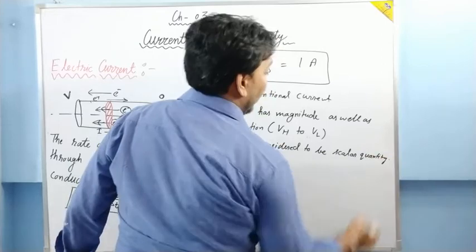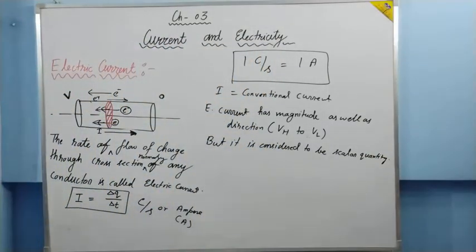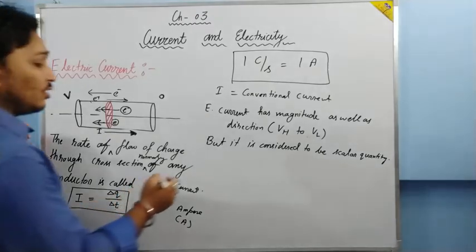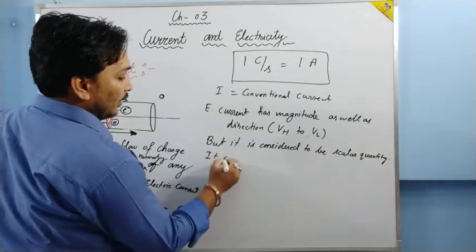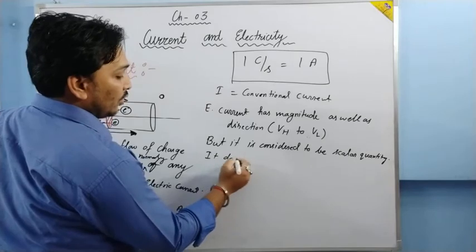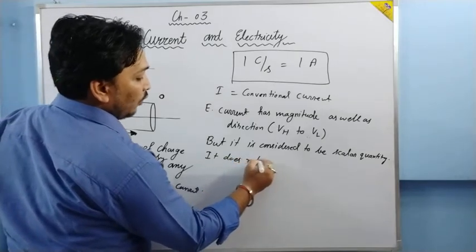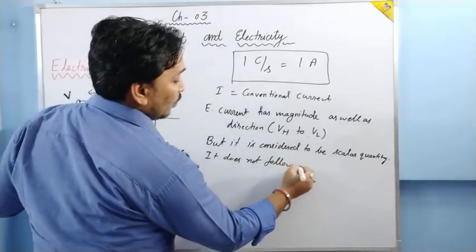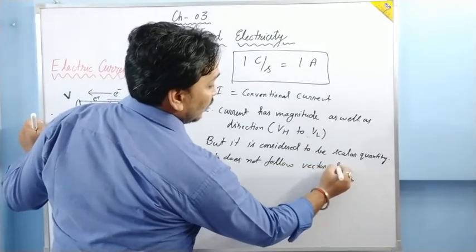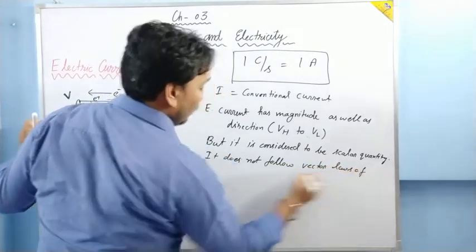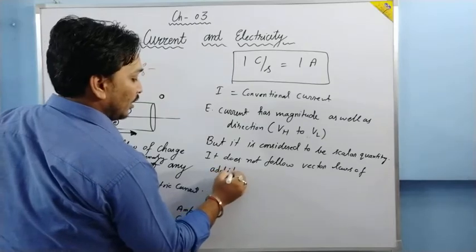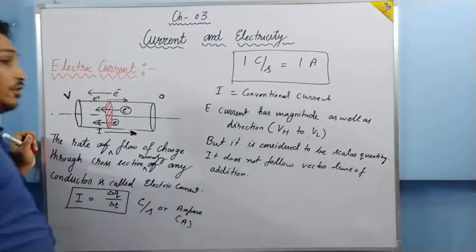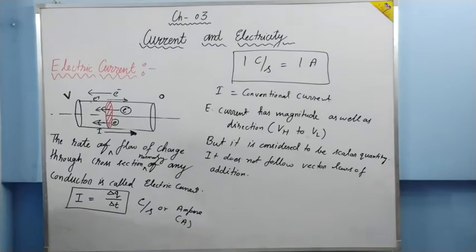Why is it so? It has magnitude, it has direction, but again it has been considered a scalar quantity. Why am I doing so? Because it does not follow vector laws of addition. Let me give you an example also.